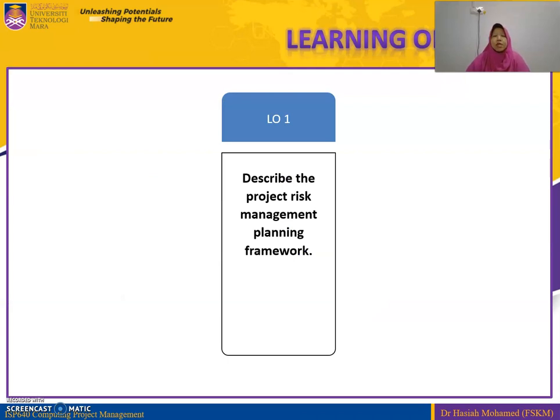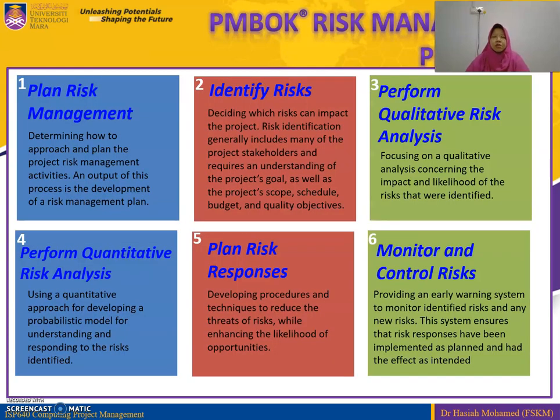Learning objective number 1 is to describe the project risk management planning framework. Before we go into further detail, let's take a look at the Project Management Body of Knowledge risk management process. There are 6 processes. The first one is plan risk management. This is where we determine how to approach and plan the project risk management activities. The output of this process is the development of a risk management plan.